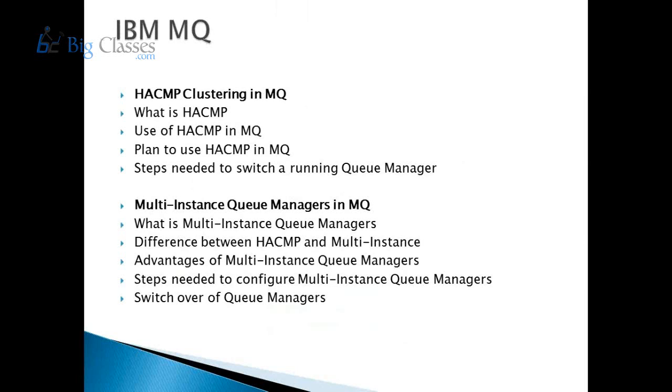Most of the companies are now moving from this HACMP setup to the multi-instance queue manager. Instead of using OS level clustering for MQ, they are going to use the multi-instance queue manager in MQ. It means we are providing high availability. Even when an instance is down, there will be a backup instance, a passive mode instance. It will be up and running when the active queue manager is down. That is the concept called multi-instance queue manager. Using this, we are going to provide high availability with MQ.